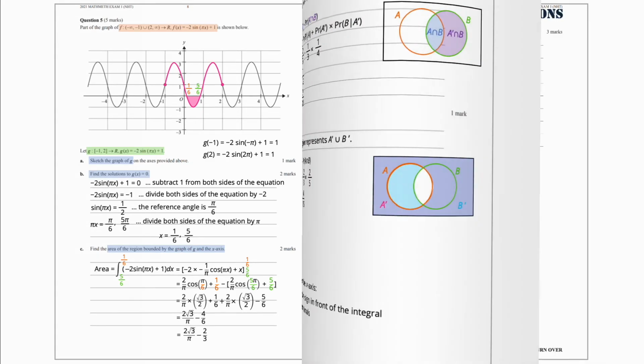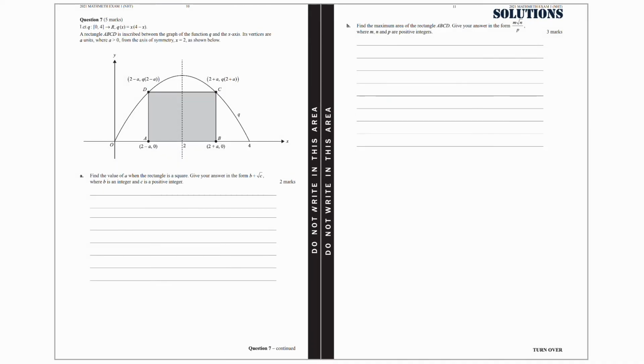Question 7. Consider the function q with domain from 0 to 4 closed interval, given by the rule x bracket 4 minus x. A rectangle ABCD is inscribed between the graph of the function q and the x-axis. Its vertices are A units, where A is greater than 0, from the axis of symmetry x equals 2, as shown below. Part A. Find the value of A when the rectangle is a square.